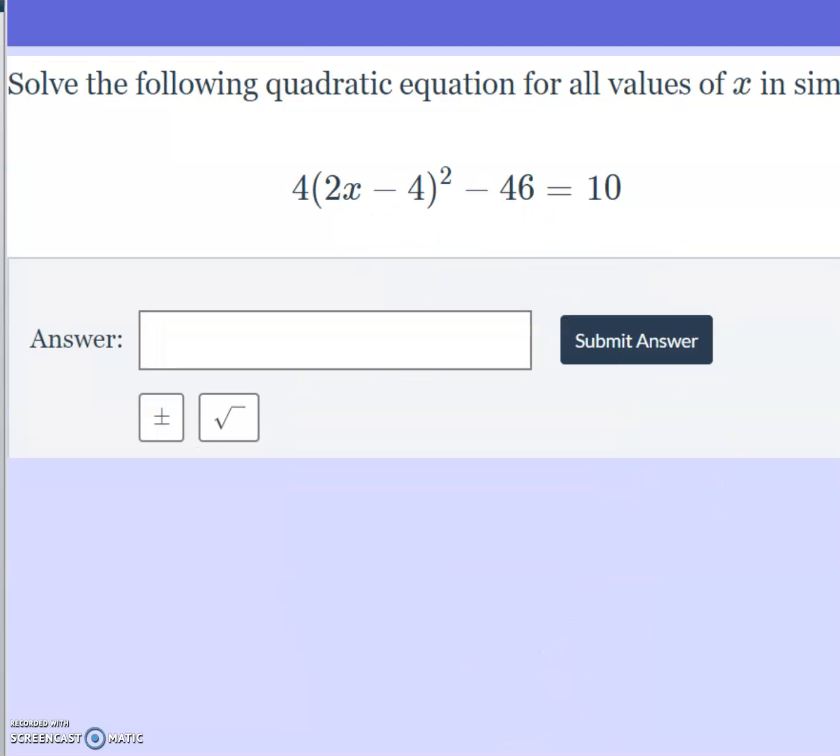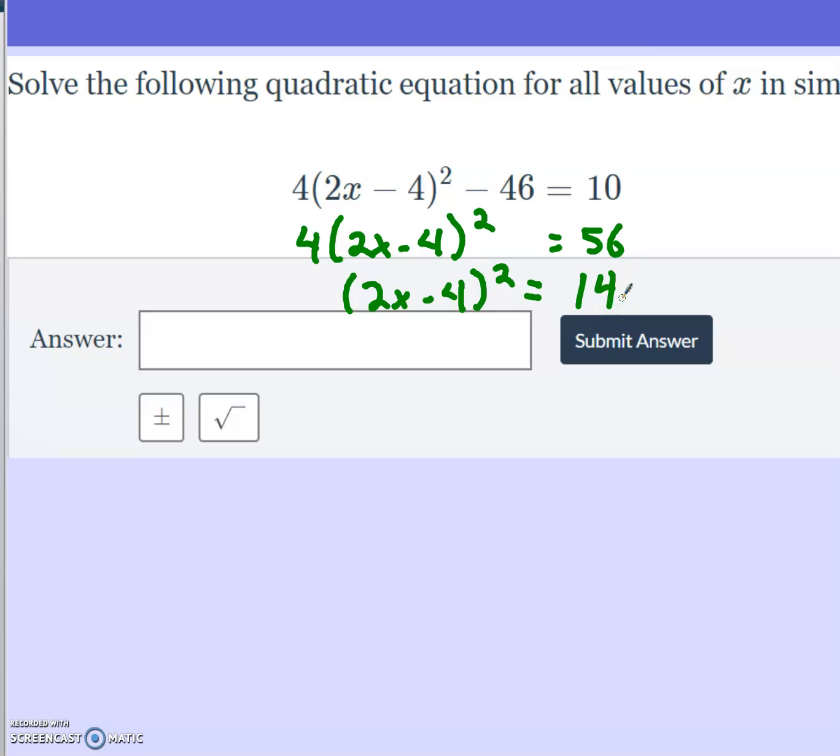Yep. On this one, let's just jump right into it. I'm going to undo subtracting 46 first. So I'll have 4(2x - 4)² equals 56. Divide by 4. I get (2x - 4)² equals 14. Okay. Square root both sides. When I square root the left side, I get 2x minus 4. When I square root the right side, I get the square root of 14. Don't forget plus or minus.